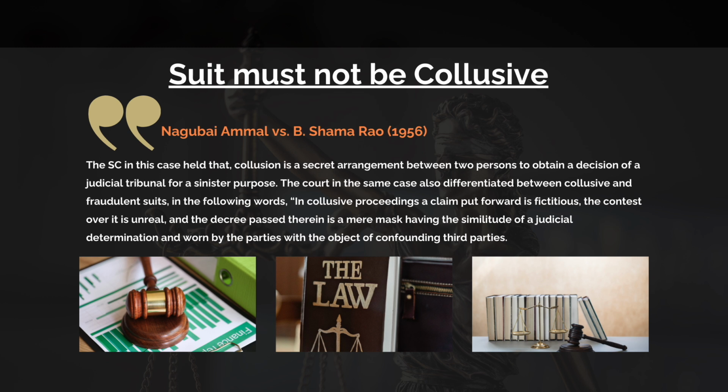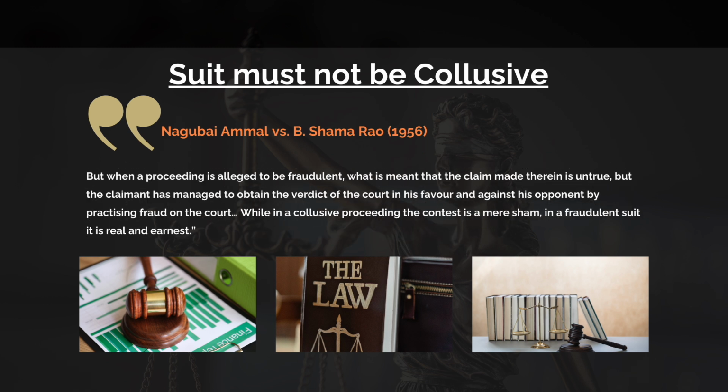The court in the same case also differentiated between collusive and fraudulent suits in the following words. In collusive proceedings, a claim put forward is fictitious. The contest over it is unreal, and the decree passed therein is a mere mask having the similitude of a judicial determination and won by the parties with the object of confounding third parties. But when a proceeding is alleged to be fraudulent, what is meant is that the claim made therein is untrue, but the claimant has managed to obtain the verdict of the court in his favor and against his opponent by practicing fraud on the court. While in a collusive proceeding, the contest is a mere sham. In a fraudulent suit, it is real and earnest.